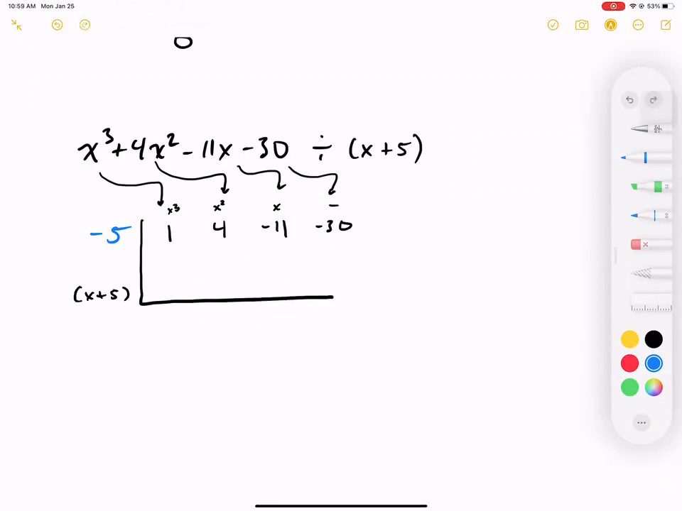That's the flow. So the first one is we always bring down the first one free because there's nothing to add. 1 plus 0 is 1. We always multiply up. What are you multiplying? You're always multiplying by the key, the key by all the numbers on the bottom. So 1 times -5 is -5. Always add down, and we multiply up. Add down, multiply up.